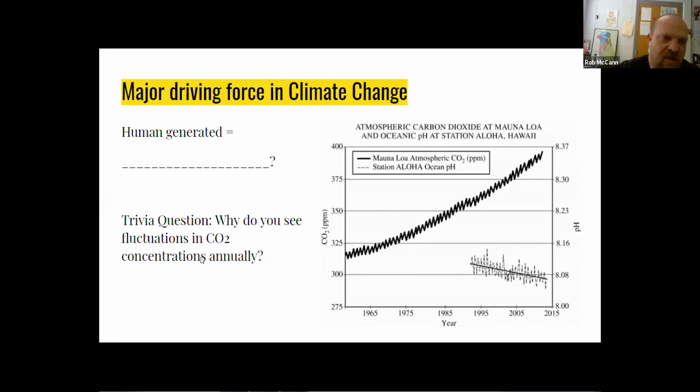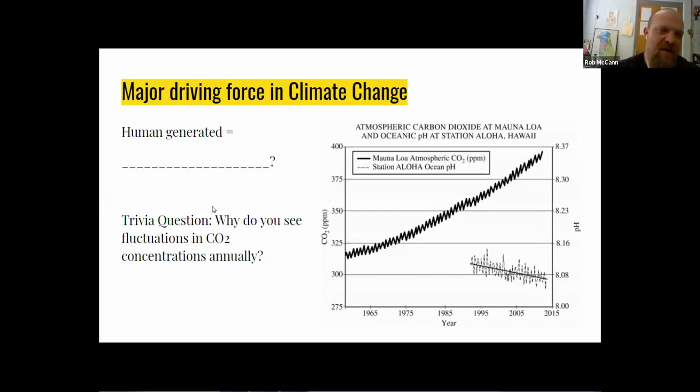Different seasons. Way to go, Cameron. That's correct. We have different seasons, and we definitely do have more land mass in the northern hemisphere. So that factors in because you have more plants, the amount of leaves on trees. Very good. Awesome, guys.